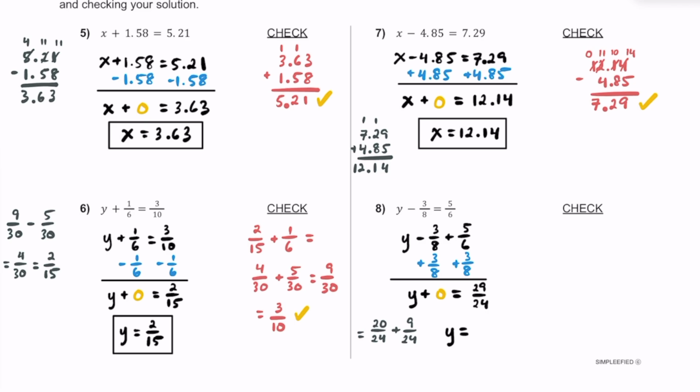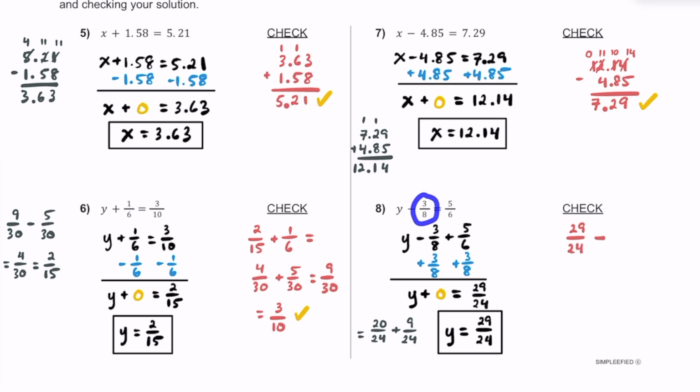Using the identity property of addition, we can drop the 0 and just say y is equal to 29 over 24. All right, so we think that's going to be our answer for the value of y. Let's go ahead and now substitute this in for y and see if this checks out. So let's go ahead and take this 29 over 24. Let's go ahead and subtract this 3 over 8.